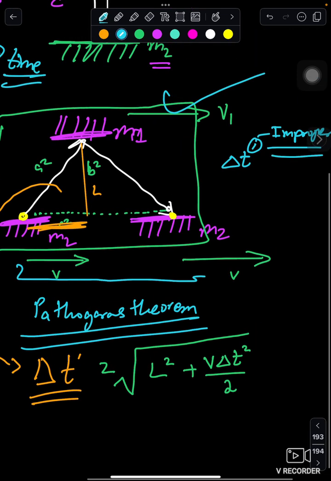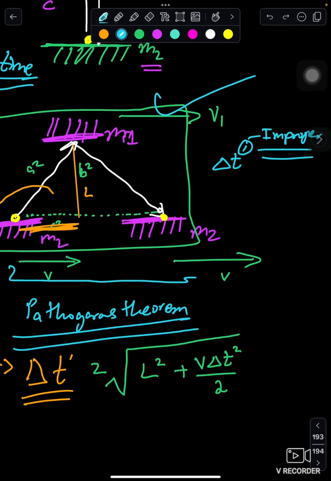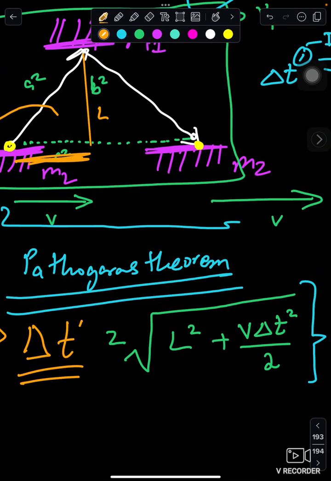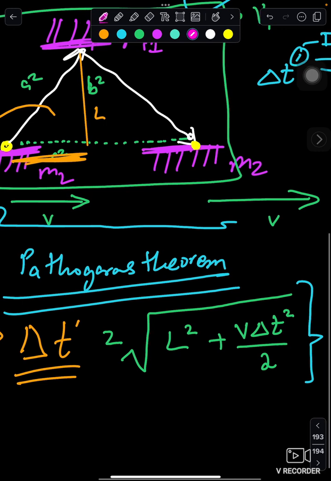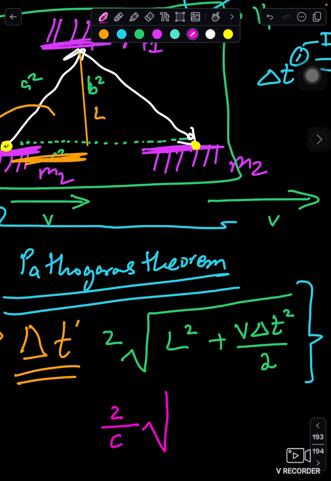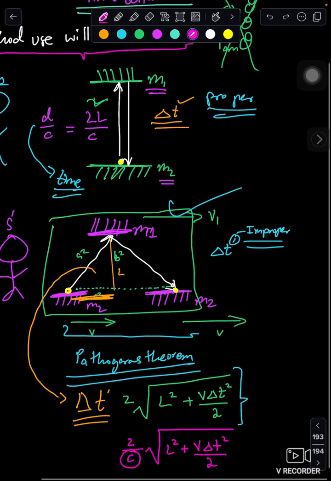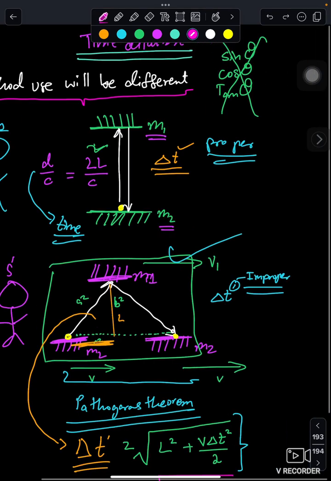Now right now we're not emphasizing the speed of light. Let's add speed of light into this equation. When we add speed of light into this, we get 2 over c, and then again L square plus V t square over 2. Now this is talking about this photon. And then let's move on to next page.